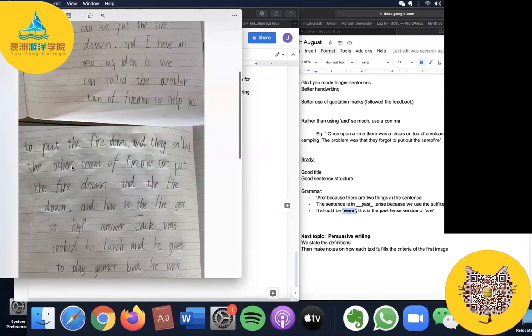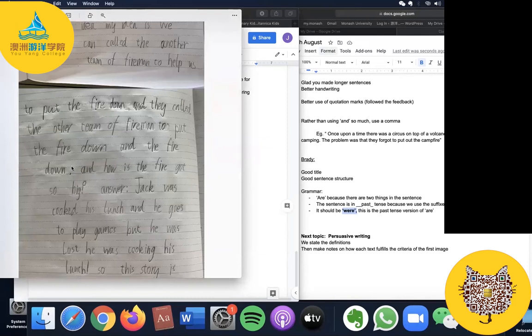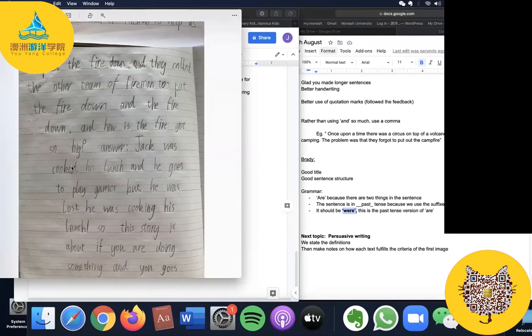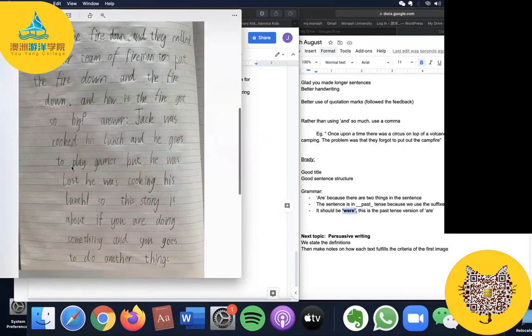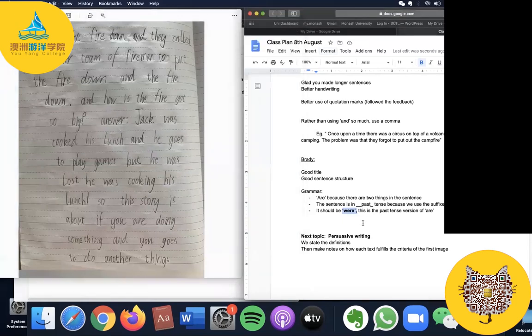We can call another team of firemen to help us to put the fire down, and they call the other team of fire. There's something wrong with the fireman because it says that the other team of the firemen should be T-O-O, not just T-O. Okay.